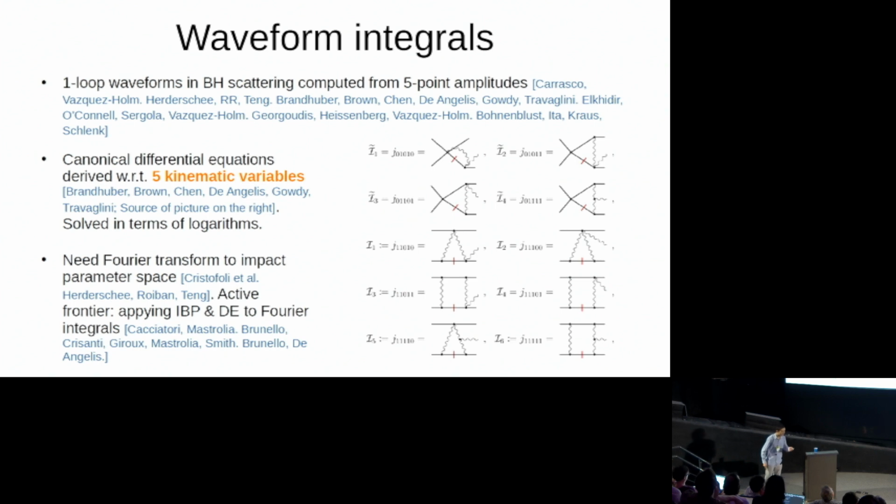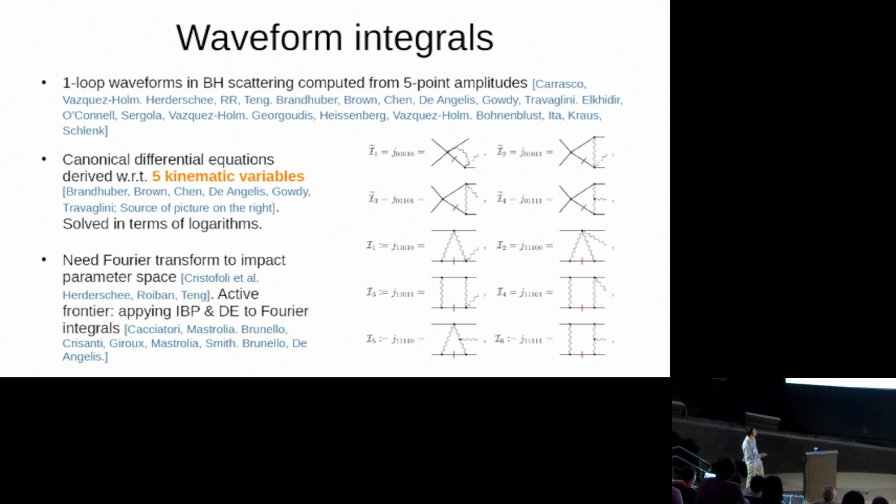I don't have time to mention it, but 4-point integrals are, of course, not the end of the story. If you want certain observables like waveforms in scattering events, you need to compute 5-point integrals. From a technical Feynman integral perspective, the main difficulty is that you get many more kinematic variables. There are 5 independent kinematic variables instead of just 1 for the 4-point integral after you do the soft expansion.